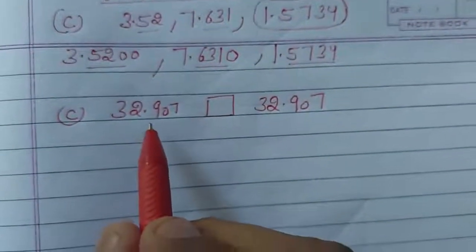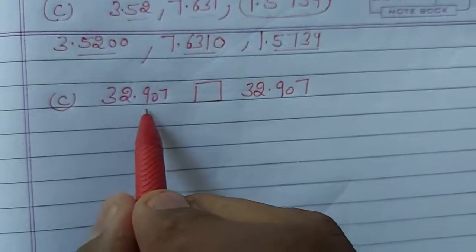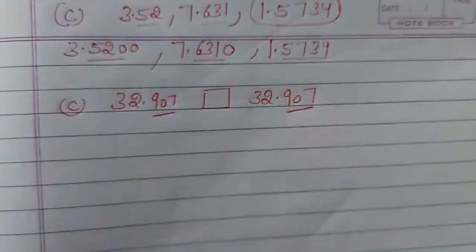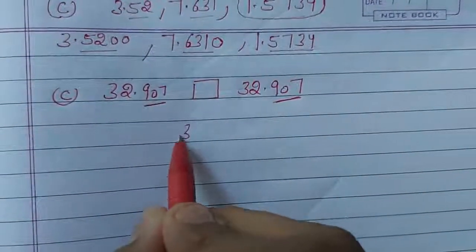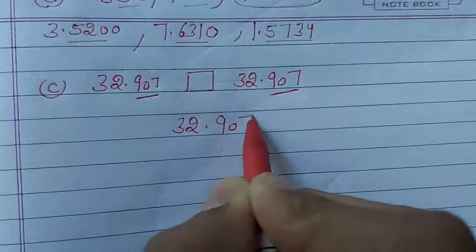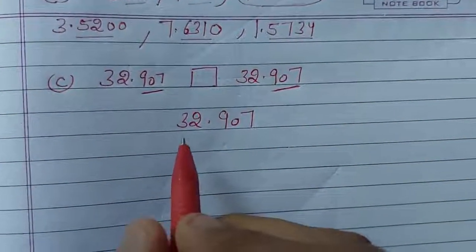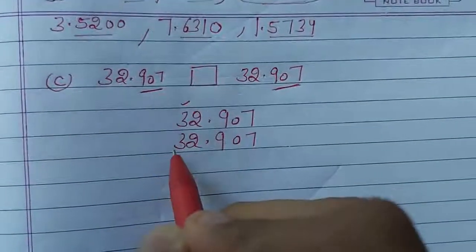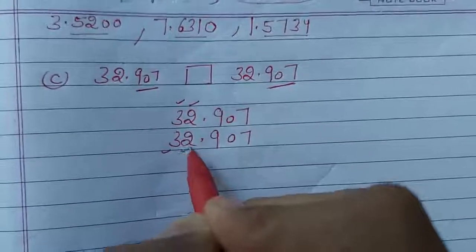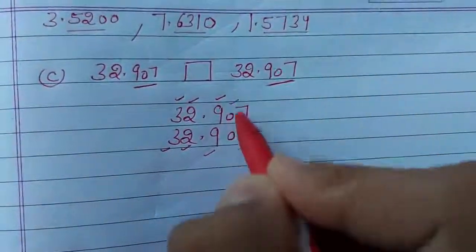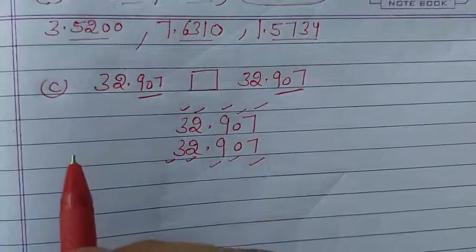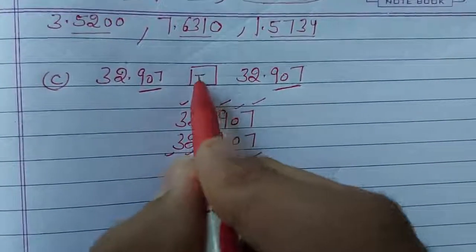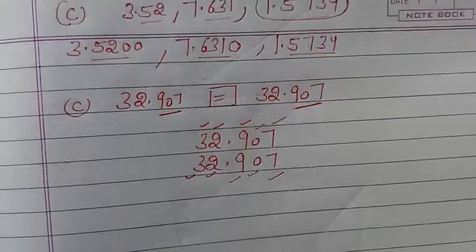So first check whether they are like decimals or unlike decimals. Here 3 digits are there after the decimal, 3 digits are there after the decimal. Write the numbers one above the other, one below the other. Just compare all the digits. Here 3 is there, here 3 is there. Here 2 is there, here 2 is there. Here 9 is there, 9 is there. 0 is there, 0 is there. So every digit is equal. So all the digits in this number are equal to all the digits in this number. So they are equal to each other. Okay, like this you have to follow.